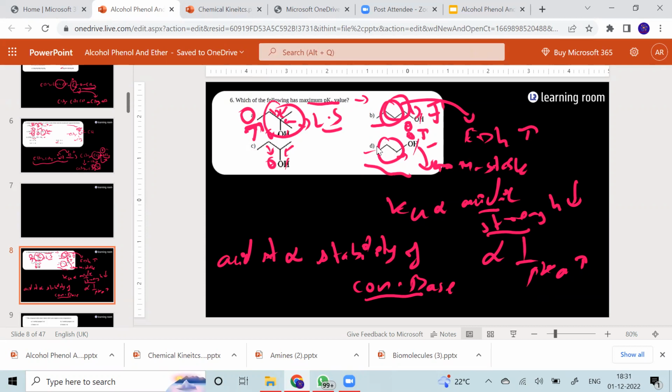Okay, I hope everybody was following. This question was really important. This will apply to your carboxylic acids also. Same concept, exactly the same concept. Okay. Right. Moving on.